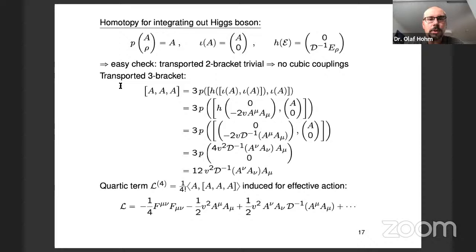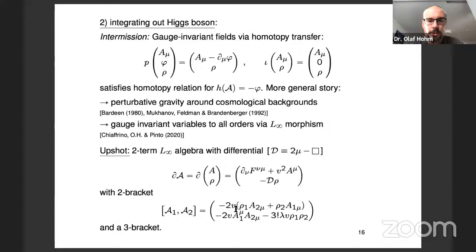Now let's do the same for the three bracket. Here it's getting more complicated. There was the general formula I told you before. You have these nested brackets with the homotopy map in the middle. So the first step here is again to do the two bracket of two A's via the inclusion map. And as we just saw, from the two bracket here, this just gives the AA term in the rho component. So you get something like this.